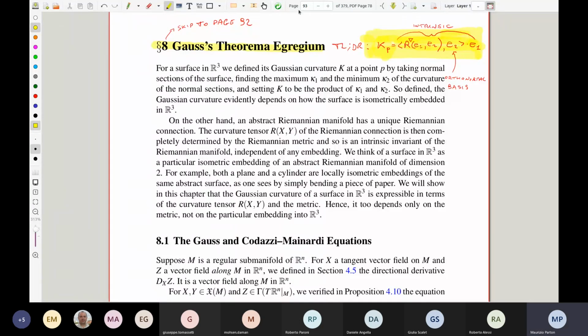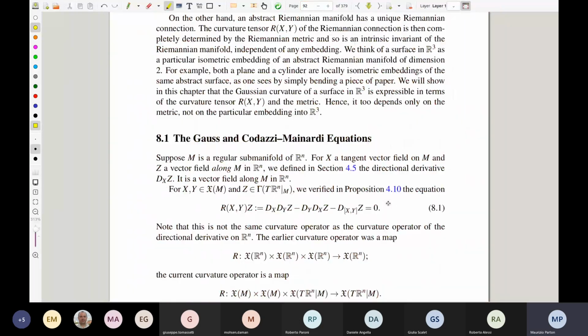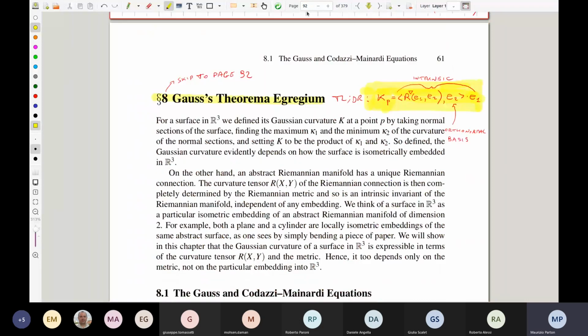Okay, so skip to page 92. Why 92, and this is 93? No. Oh. Okay. These numbers are wrong.